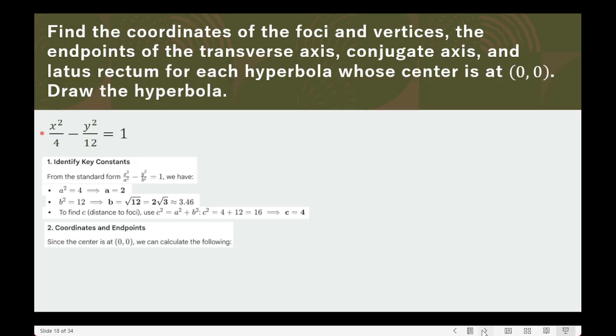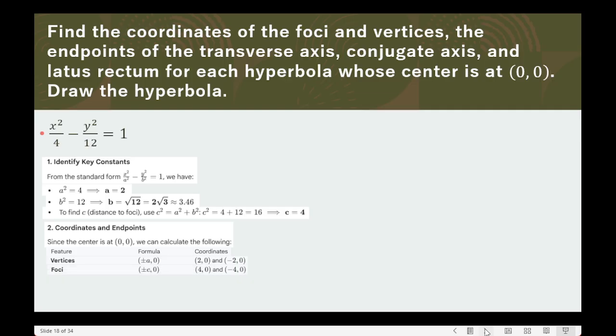Then the next step is we determine some coordinates and endpoints. Since the center is at the point of origin, we can calculate the following information. For the vertices, we use this formula, positive or negative a, 0. With that, we have the two endpoints of the transverse axis, and these are 2, 0 and negative 2, 0.